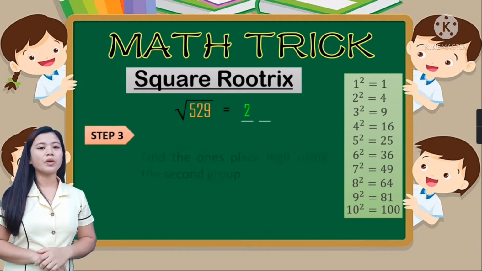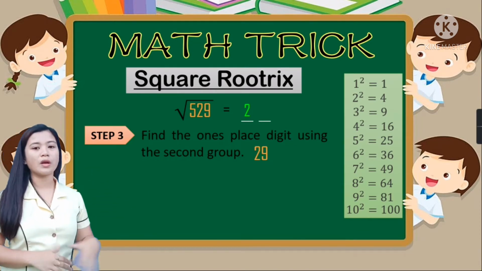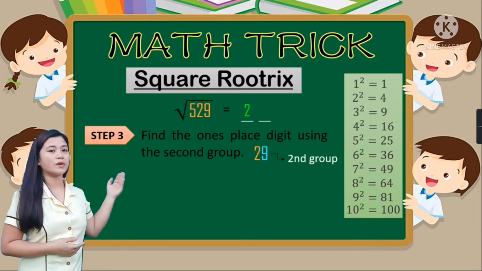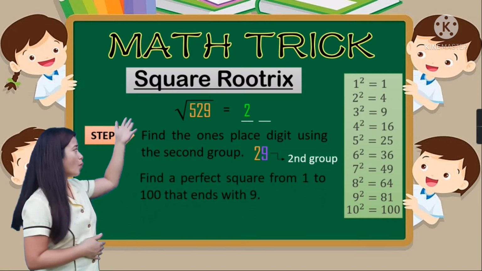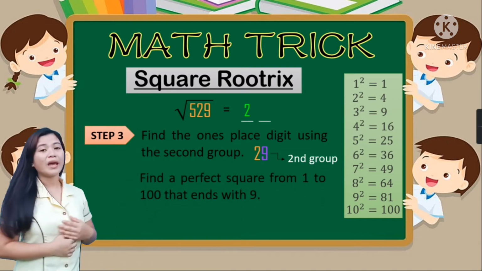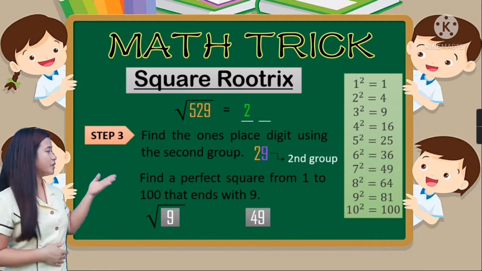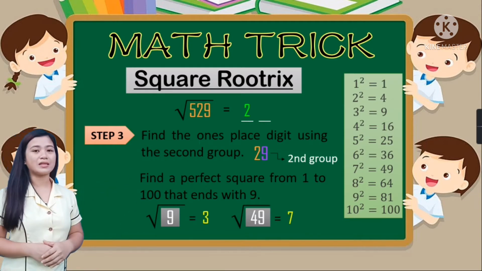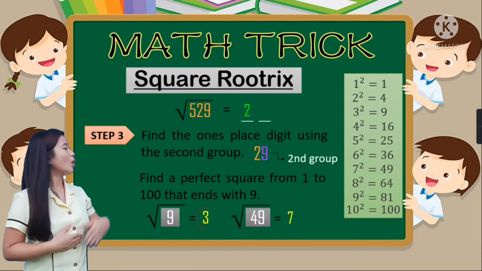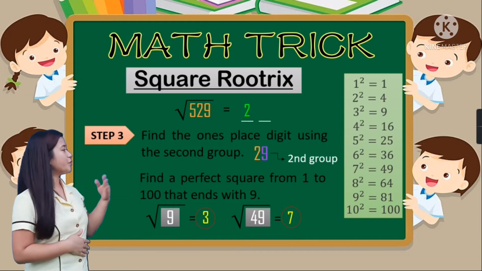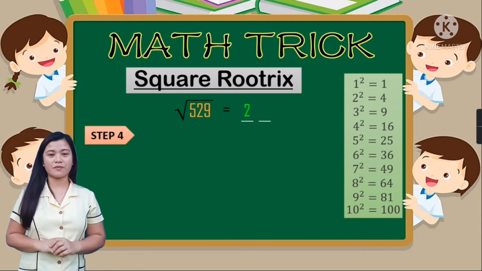Now, let's find our ones place digit. Step 3. We're going to find the ones place digit using the second group. First, notice the last digit of our second group. We have 9. Then, find a perfect square from 1 to 100 that ends with 9. We have the perfect squares 9 and 49. Moreover, the square roots of 9 and 49 are 3 and 7 respectively. Hence, we have two possible ones place digits, which are 3 and 7. To find which of the two is the ones place digit, let's proceed to step 4.